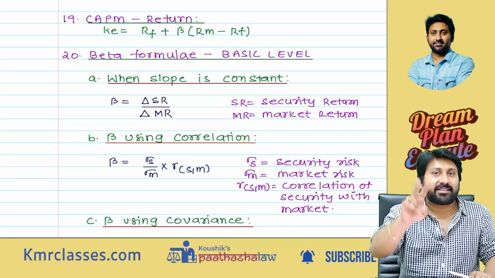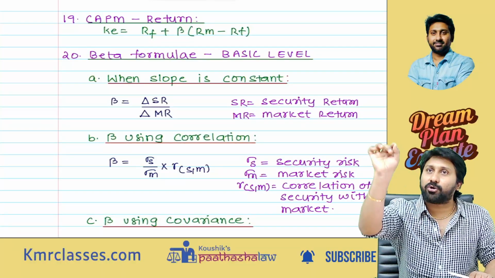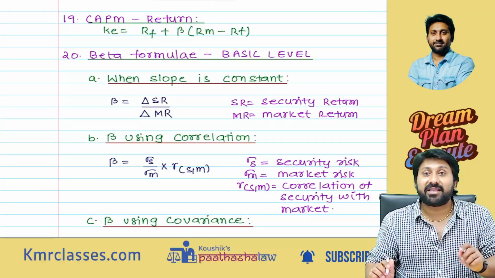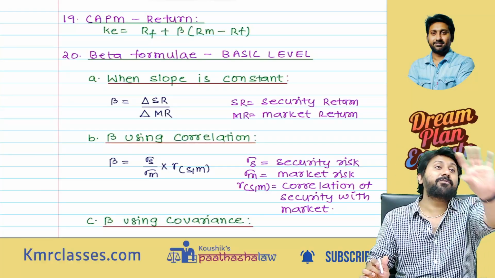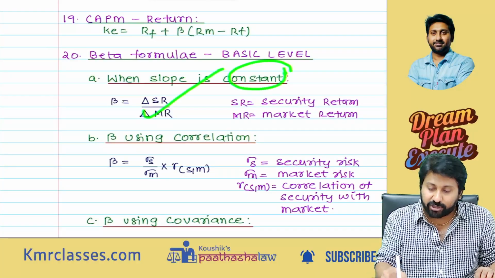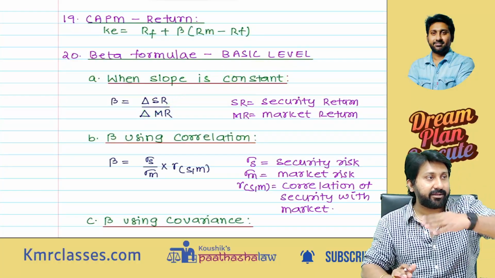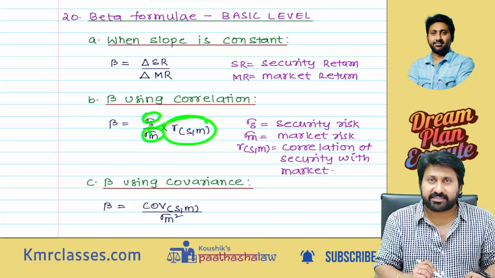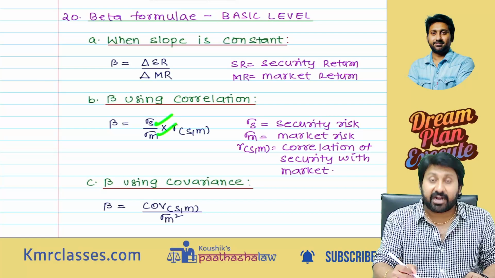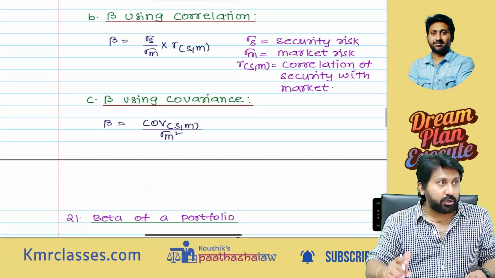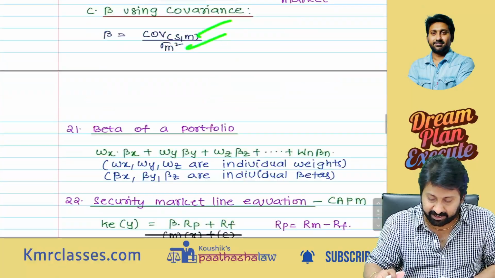Only 2 points are there, year 1, year 2 data. Wherever you keep them, it forms a straight line. That's why whenever a straight line is automatically formed from the data given in the question, use this formula. That's why this is a constant slope. Slope should be constant. Next, other cases: beta equal to sigma s by sigma m into RSM, that is, standard deviation of s by standard deviation of market, into RSM. Beta using covariance of SM divided by sigma m square.